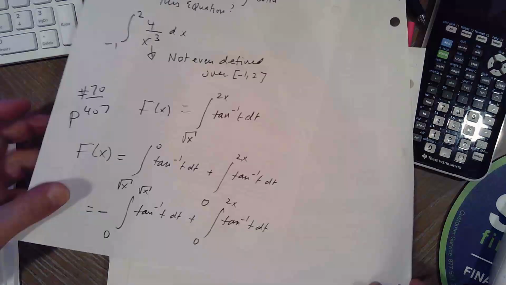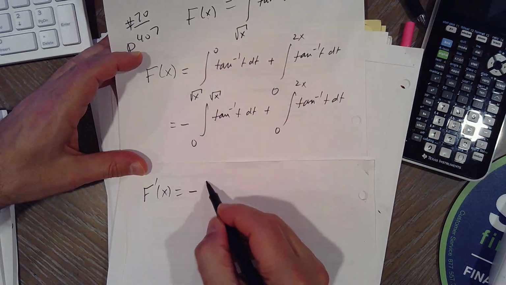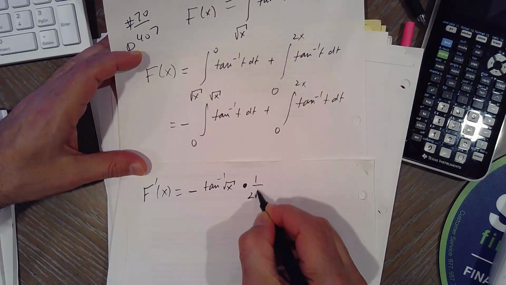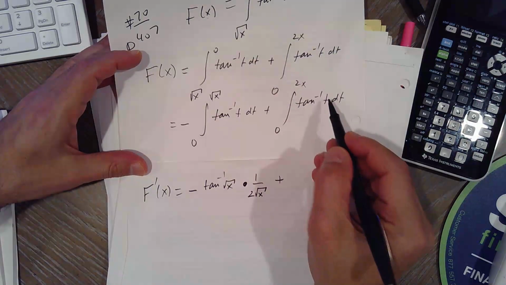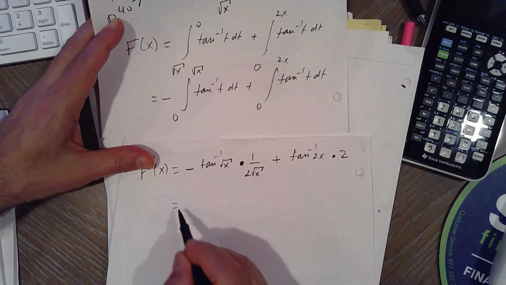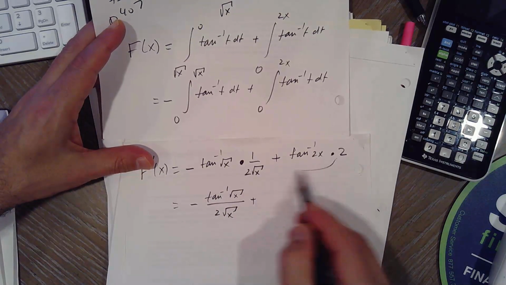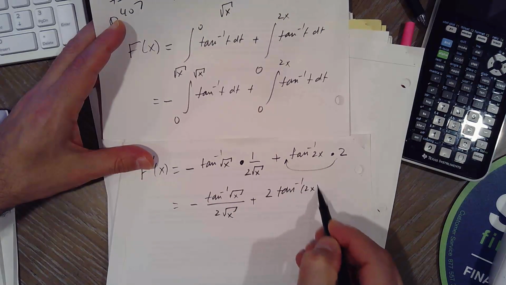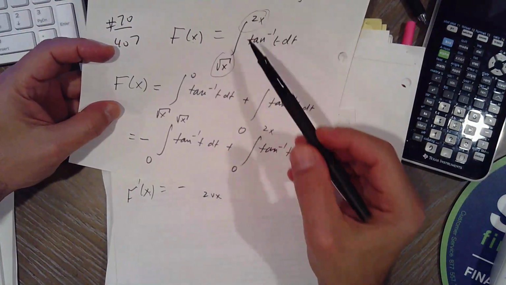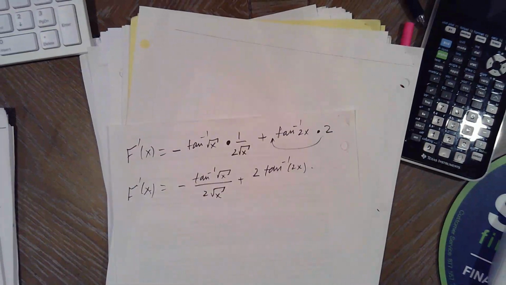So now, using the fundamental theorem of calculus part 1, f prime of x equals negative, so you plug that in there, so you get tangent inverse root x, but since this is not x, we multiply by the derivative of root x, which is 1 over 2 root x. Same thing here, we plug the 2x in there, so it's tangent inverse 2x times the derivative of 2x, which is 2. So it would be negative tangent inverse of root x over 2 root x, plus I'll put the 2 up front, 2 tangent inverse of 2x. That's the derivative. We had to break down the integral because we had a variable in the lower limit, so we bring in a constant. You can use 0 or any number in there, 1 or 2, it doesn't matter.